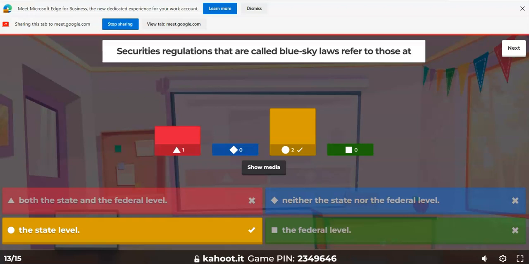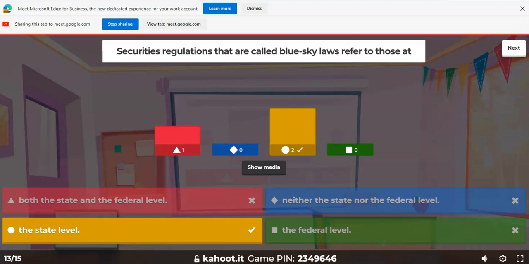The name comes from a judge's decision. I think it was like 1919 or maybe 1911, where the judge says people are being sold these investments that were worth only so many feet of blue sky. People are being sold these worthless investments. States had acquired securities laws before there were federal laws, before the Securities Act of 1933.